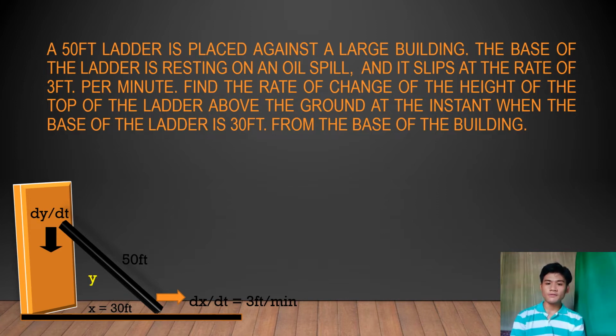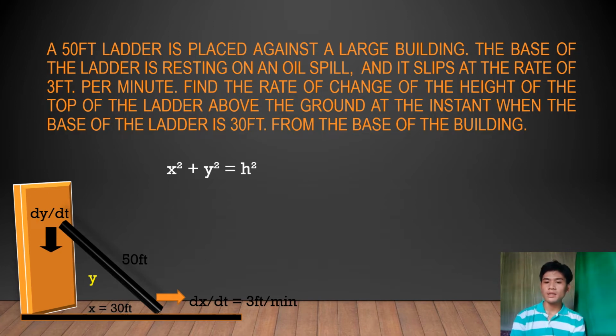Solving this, we should first solve for the value of y, and since it forms a right triangle, we are able to use the Pythagorean theorem, which is x squared plus y squared is equal to h squared. You can use any variables you want to use, but in this case, we denote the bottom as x and the height as y, and our hypotenuse, which is h rather, is 50.